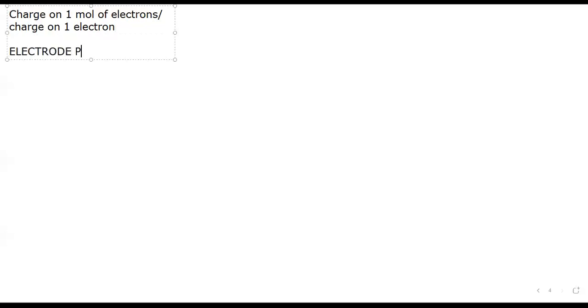Other than this, this was something that we had studied and we had gone over our calculations. Now, let's go over a concept that we most definitely have not gone over before, and that is the concept of electrode potential.